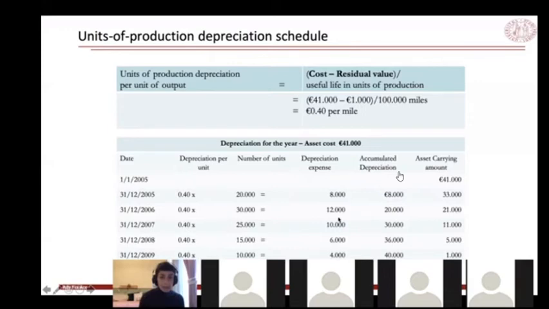So the company should choose the depreciation technique, the depreciation system, that better matches the revenue stream that the asset is able to produce. The idea is, we want to have a clean net income, right? This is what the matching principle is about. We have a revenue, we have some expenses, and we want a net income that gives us a good picture of what's really going on in the firm.